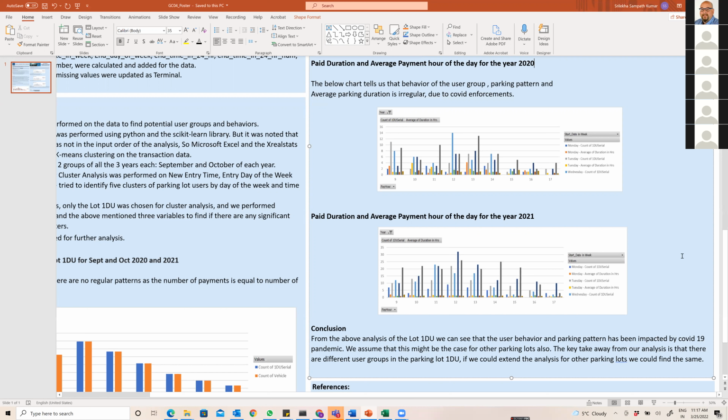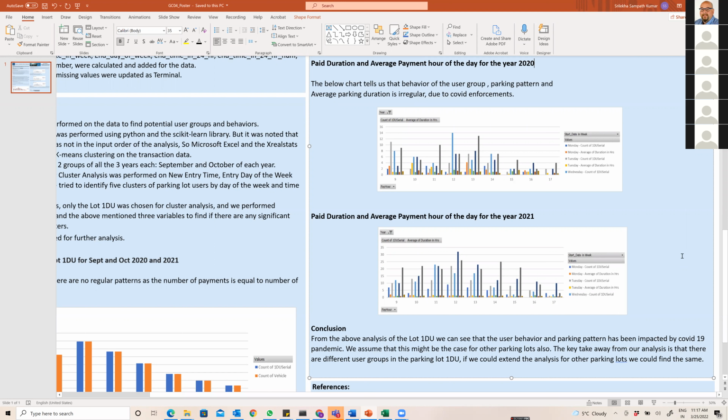So we can see a particular increase in traffic in the parking lots only for these two particular periods. So that's for the year 2020. So we can definitely come to a conclusion that COVID has an impact on the parking behaviors and the user groups for the year 2020. This might be due to the enforcement, which might have caused schools, colleges, and public places to shut down. So this might be due to that.